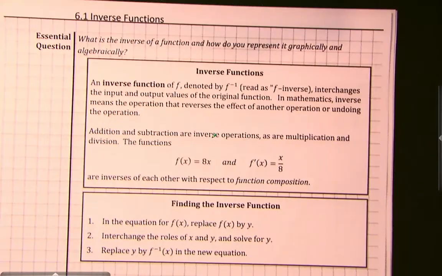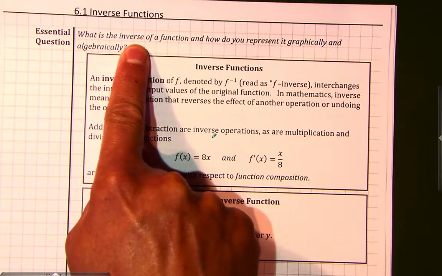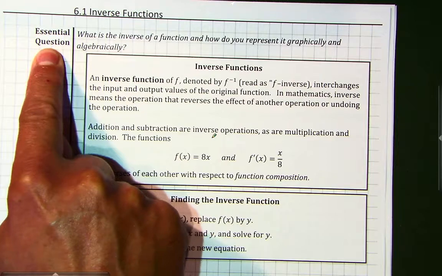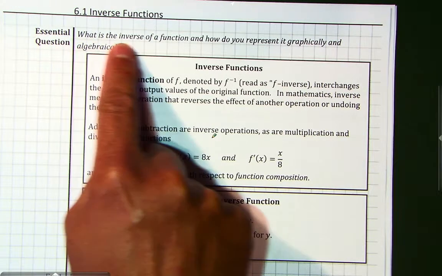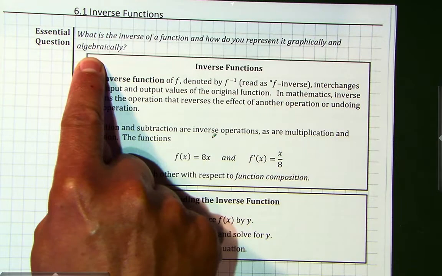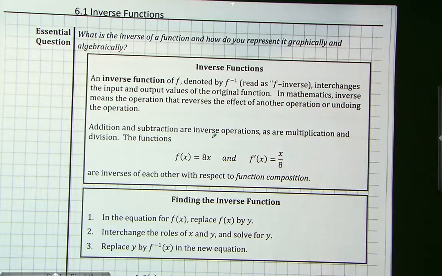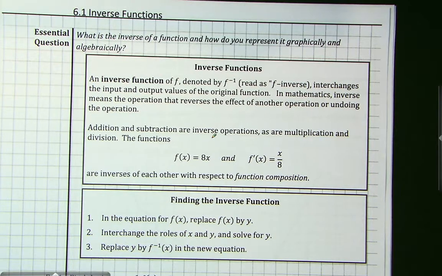Today we are going to cover section 6.1, inverse functions. So write your essential question: what is the inverse of a function and how do you represent it graphically and algebraically? Then paste your cutouts or copy them down, and we'll start once you are ready.